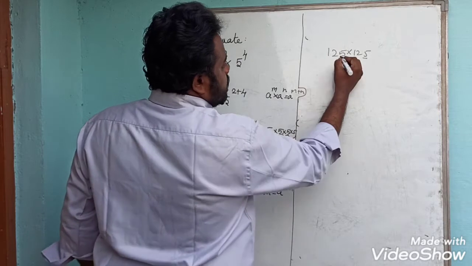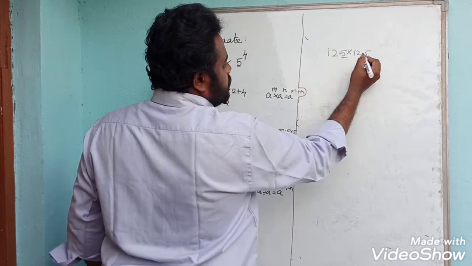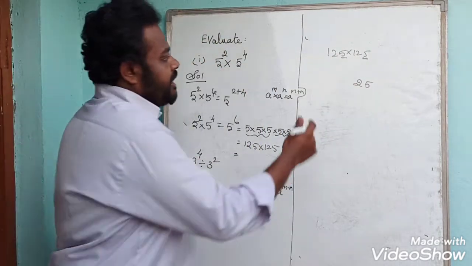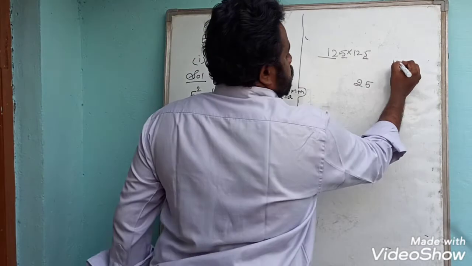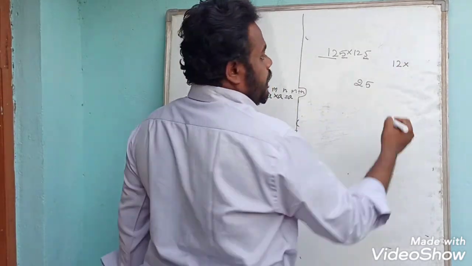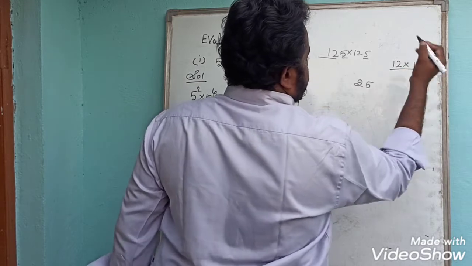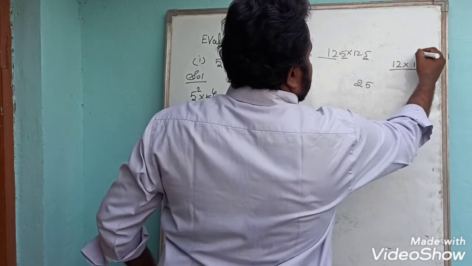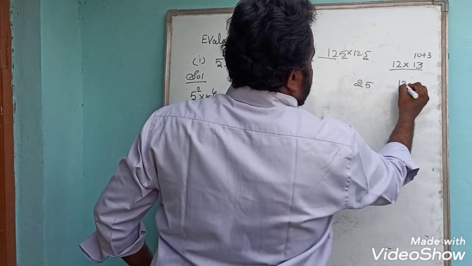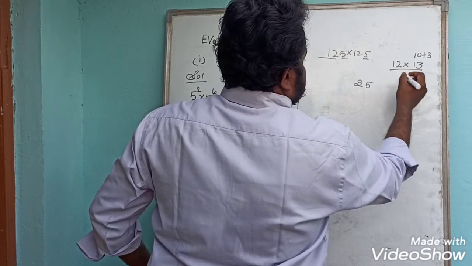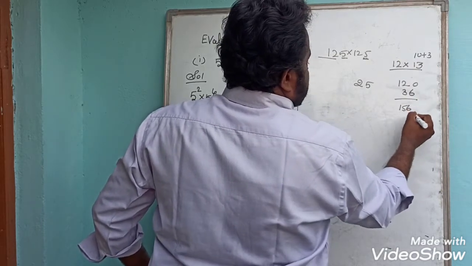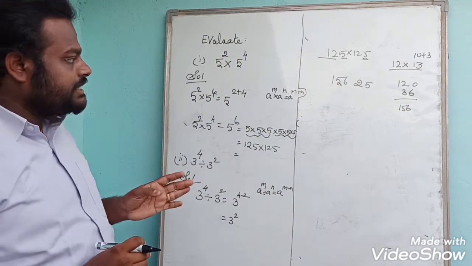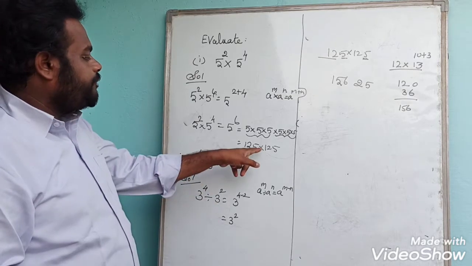125. So always, when the last digit is 5, we get the last two digits as 25. Now the remaining digits are 12. So 12 into what is the next number of 12? That is 13. So how do we indicate this? It can be written as 10 plus 3, which gives 120, and then 36. We get 156. Directly you write this 156 here. Your value is 15,625, which is the answer for 125 into 125.